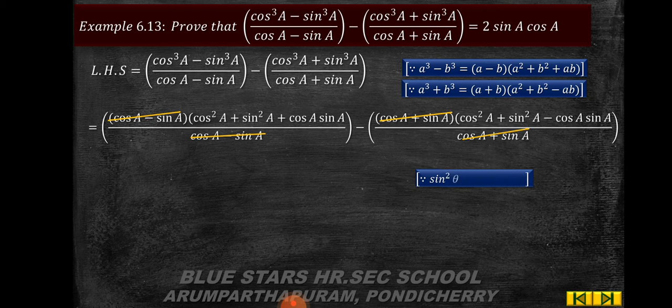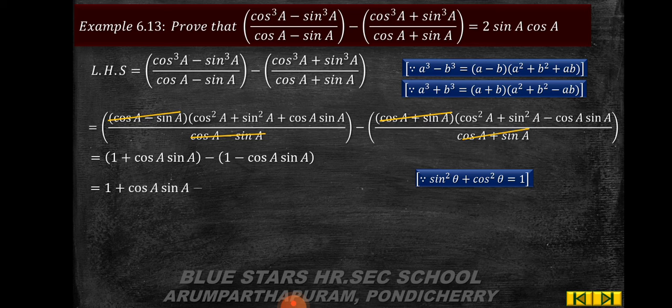Then cos square theta plus sin square theta value is 1. So which is equal to 1 plus cos A sin A minus 1 minus cos A sin A. So which is equal to 1 plus cos A sin A minus 1, minus into 1 is minus 1 and minus into minus plus. So minus 1 plus cos A sin A. So plus 1 minus 1 gets cancelled, which is equal to 2 cos A sin A. So we proved the right hand side.